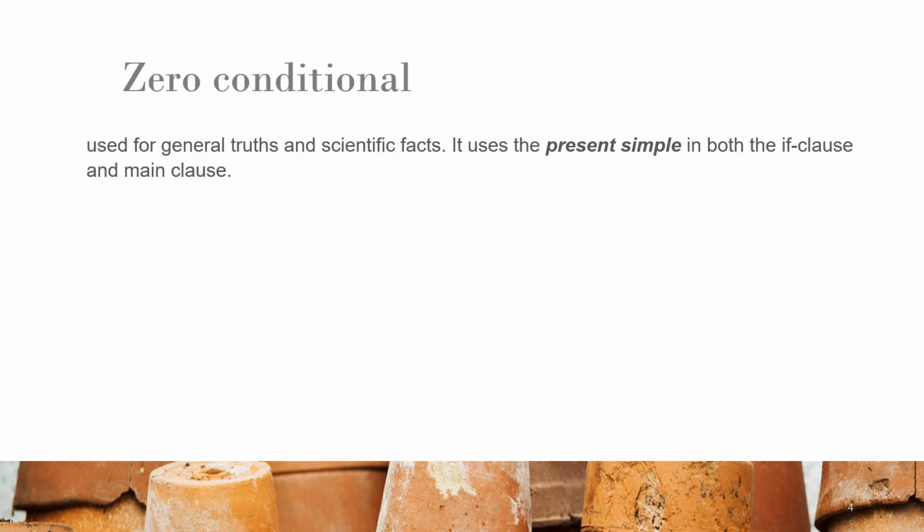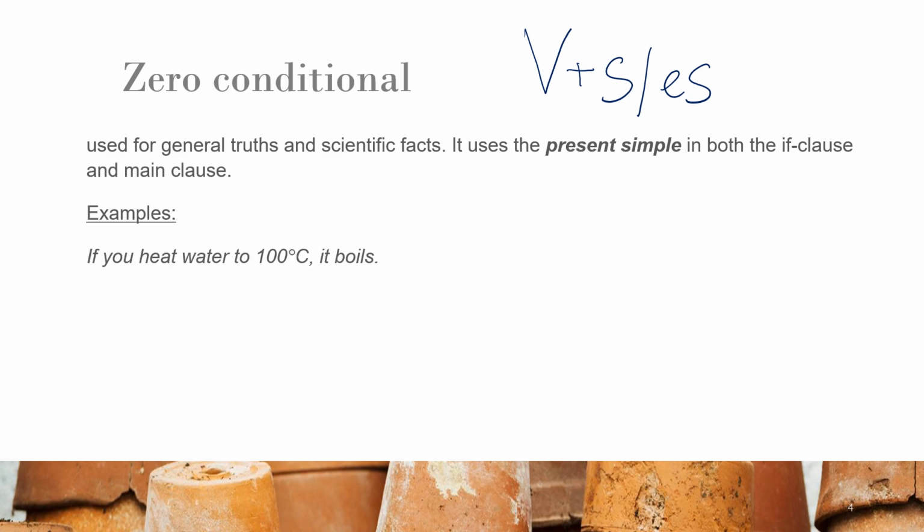Zero conditional clause is used for general truths and specific facts. It uses present simple in both the if clause and the main clause. I remind you, present simple is when we add an ending s or es to our verb: goes, walks, talks, and so on. Some examples: if you heat water to 100 degrees, it boils. Heat, boils. Both verbs are in present simple.